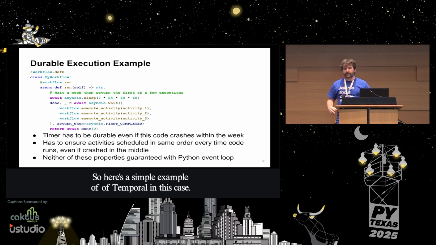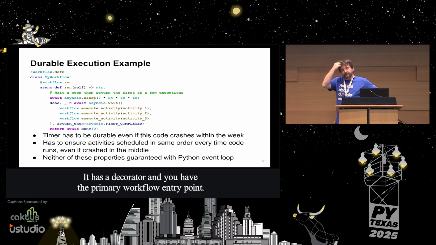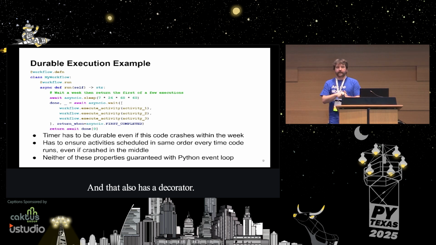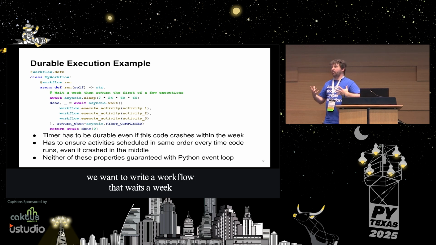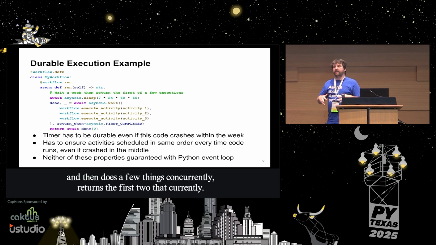All right, so here's a simple example of Temporal in this case. You have a workflow, it has a decorator, and you have the primary workflow entry point, and that also has a decorator. And you see that's an asynchronous call, and it returns a string. But you see here that the first thing is that we want to write a workflow that waits a week and then does a few things concurrently and returns the first of those concurrently.